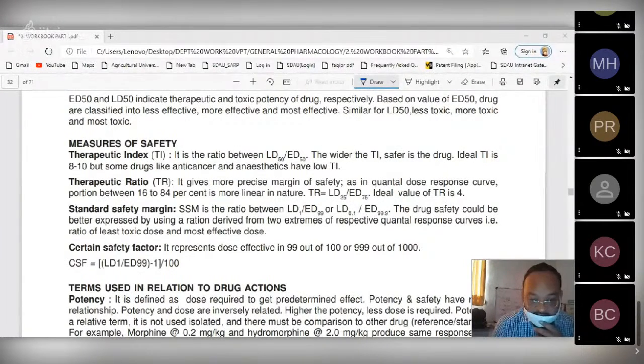Okay, so this is a safer index. It's a more precise margin of safety. That means LD25 is divided by ED75. That means the ideal value of the therapeutic ratio is 4. If LD25 by ED75 is equal to 4, that means LD25 is equal to 4 times ED75.